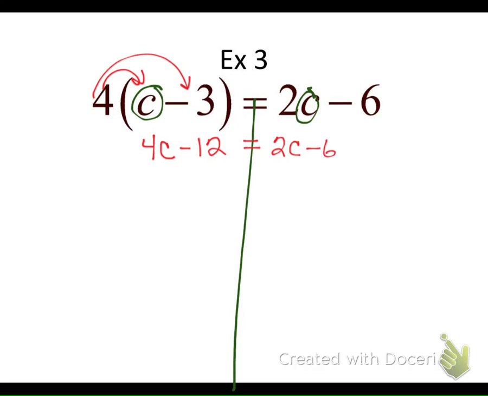Jair, after I distribute, what do I look to see if I can do? Like terms? Can I combine like terms on my left side? No. Can I combine like terms on my right side? No. Okay. So then I move right along. Kira, when I move right along, what's my next step?